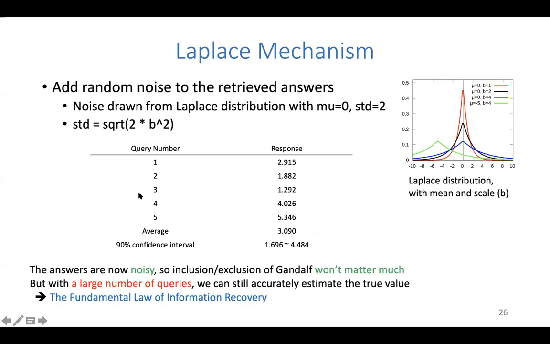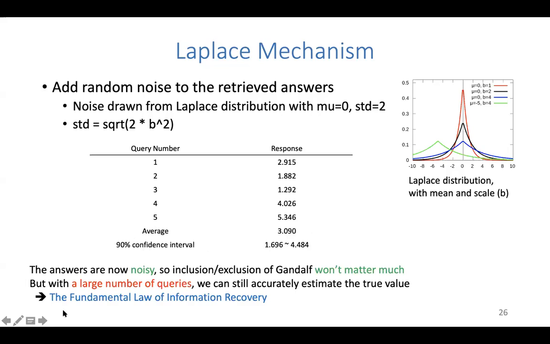So again, already with 5 queries, we could get the average of 3. But with only 5 queries, the confidence interval was pretty large, so it's not a very accurate estimation. But you can imagine if we make the same queries 100 times or 1,000 times or a million times, then the confidence interval would be really, really narrow. So we can very accurately estimate the true value, which would be 3.